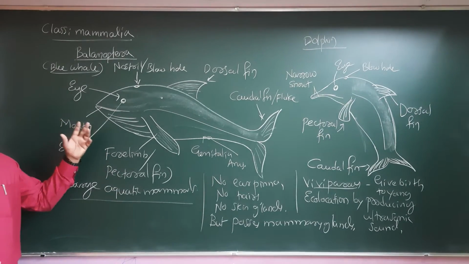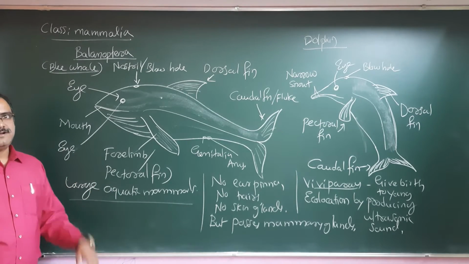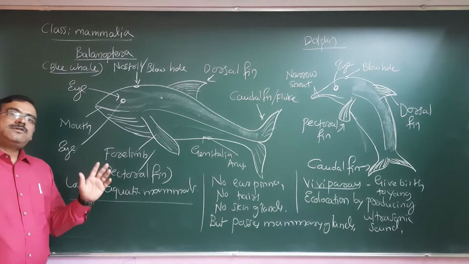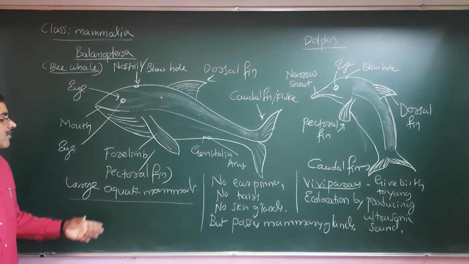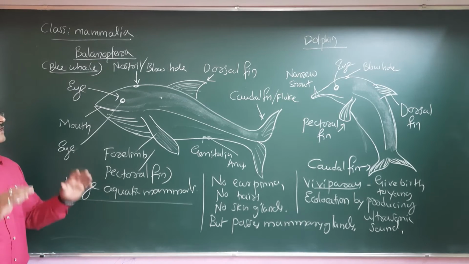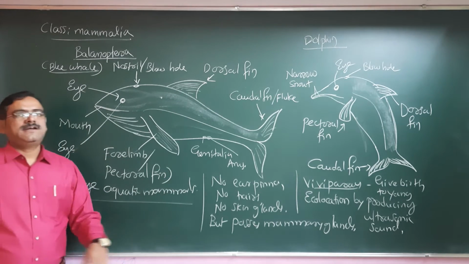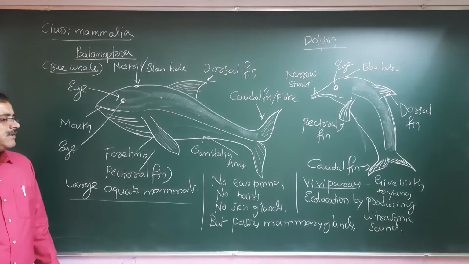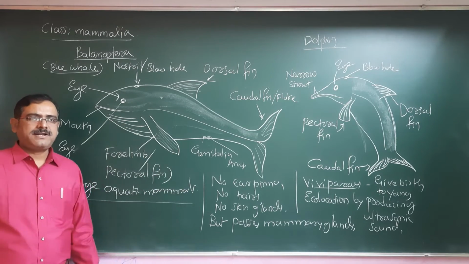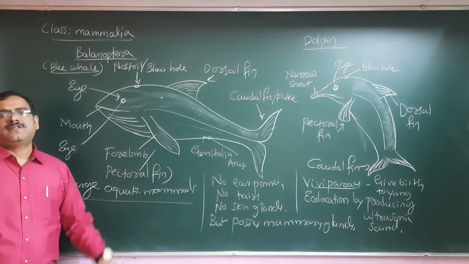When you talk about the whale, these are the largest mammals on the earth itself, and also the largest mammals in the water, and they are cetaceans. They are mainly adapted for aquatic life, and they don't have any skin glands, body hairs, or external ear pinna, but they have mammary glands. They are placental mammals, and they give birth to their young ones.